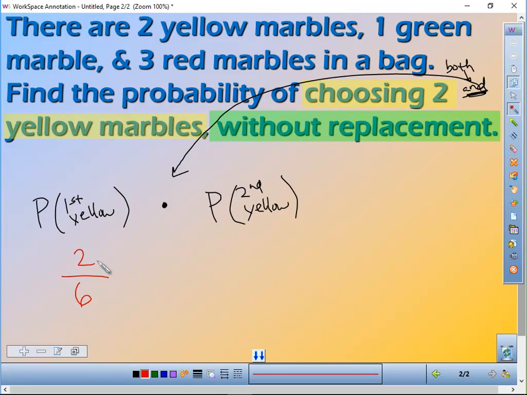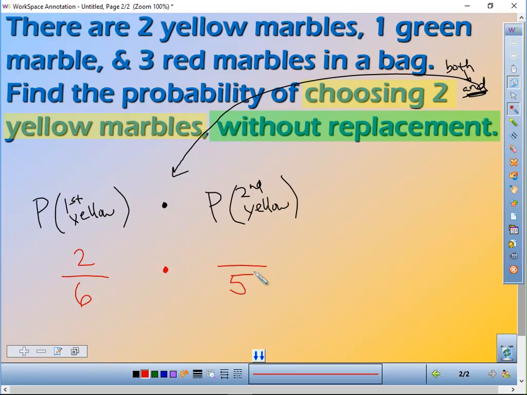All right, so we got our first probability done. But we want to choose 2 yellow marbles, one after the other, and we're not going to replace. So this is why this is an AND problem. All right, so we made our first choice, and we're going to reach back into the bag, but we didn't put that first marble back. So what's the sample space now? Inside the bag, waiting for our hand to scoop one out, there's how many marbles there? There are 5 marbles left because we took one.